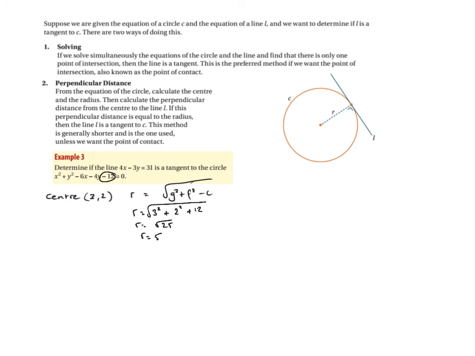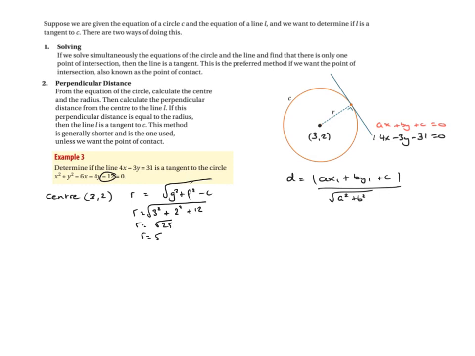We're now going to work out the perpendicular distance from the centre, which we know is (3, 2). We also know that this line is 4x minus 3y minus 31 equals 0. Remember, in order to use the perpendicular distance formula, you need to have it in the form ax plus by plus some constant equals 0. That's why we had to bring the 31 across to this side. The perpendicular distance formula is given by d equals the modulus of ax1 plus by1 plus c, all over the square root of a squared plus b squared.